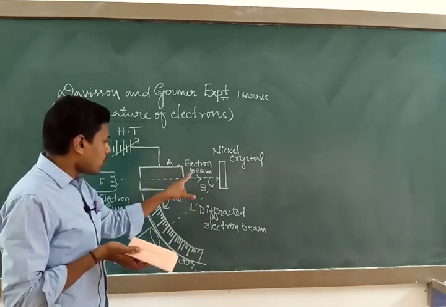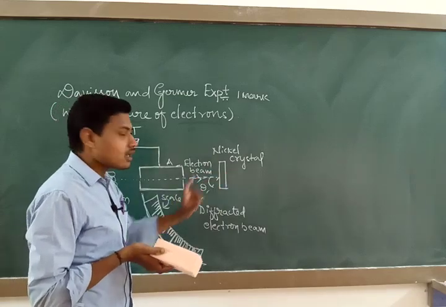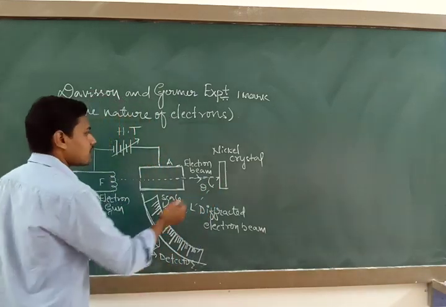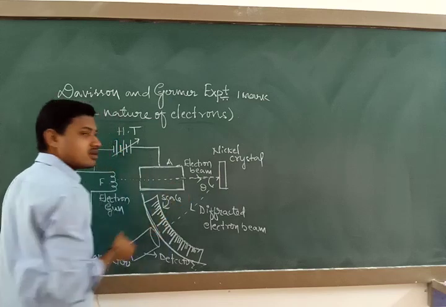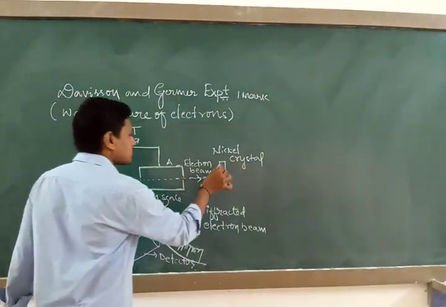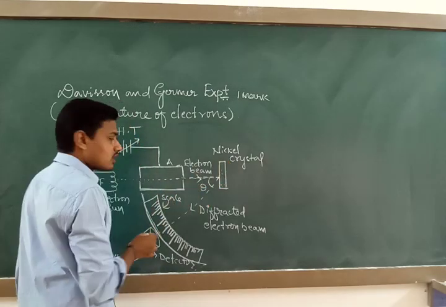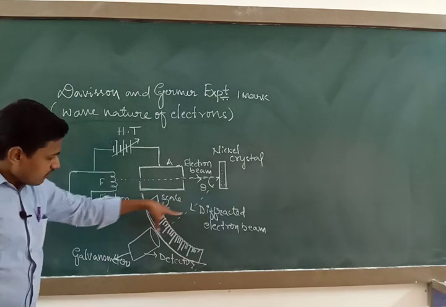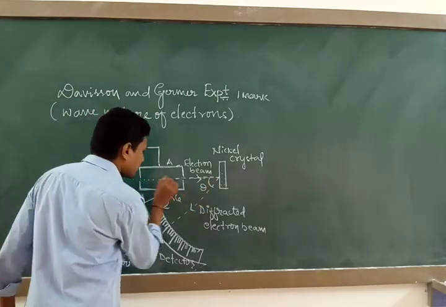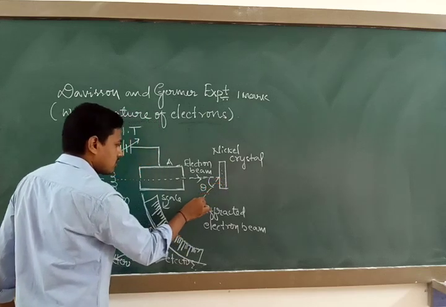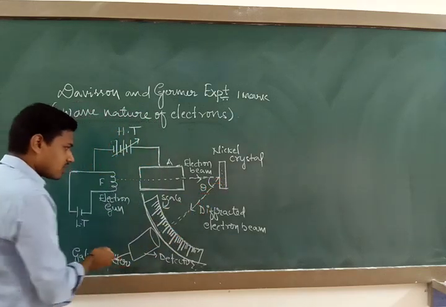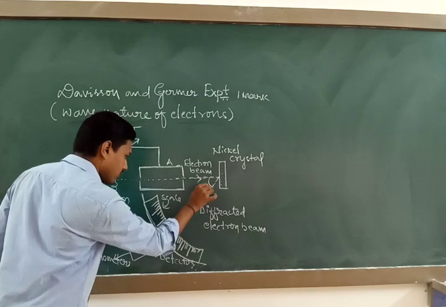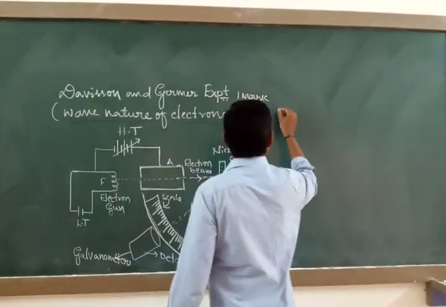Such a collimated electron beam is incident on a nickel crystal here. As this electron beam is incident on the nickel crystal, the electrons collide with the nickel atoms inside the crystal. Thereby the electrons get scattered, and the scattered electrons I have represented with the dotted line here. This is the incident electron beam, and this is the scattered electron beam. This angle of scattering we call theta, I have represented it here.